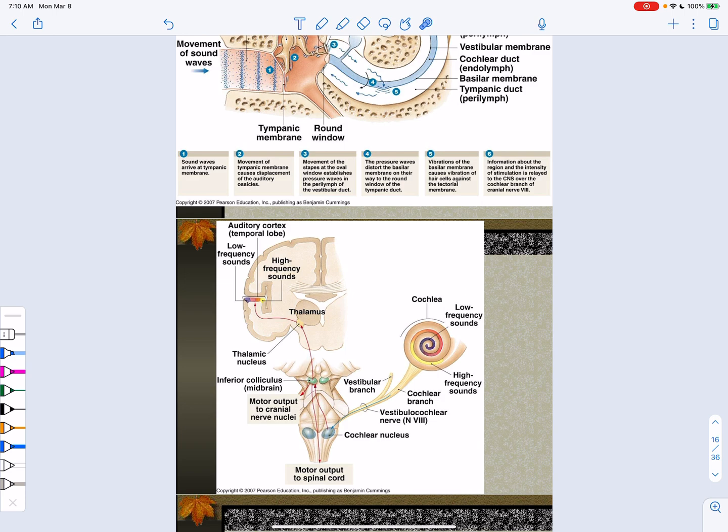And these nerves are then attached through the brainstem and they go up into the brain. And then your auditory cortex is in your temporal lobe. Hopefully you remember where that is, your temples, right? Kind of right above your ears there. And that's going to be where we process sound in our brain.